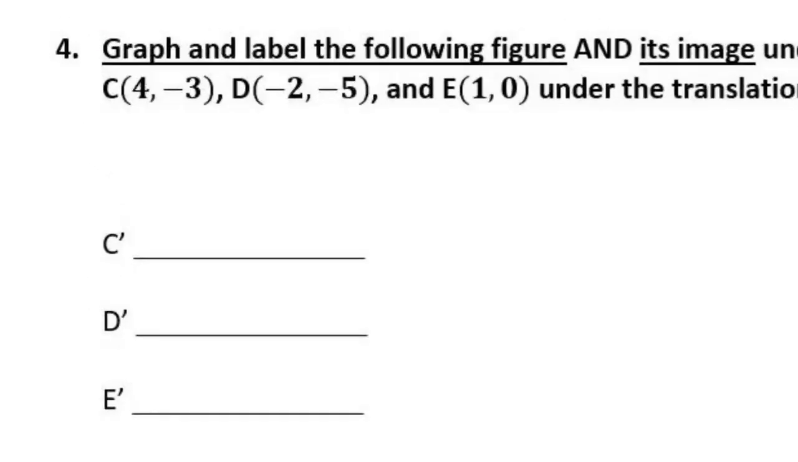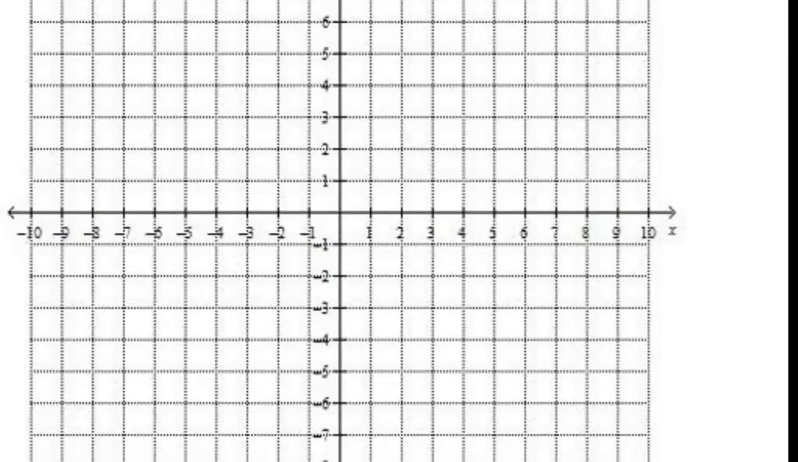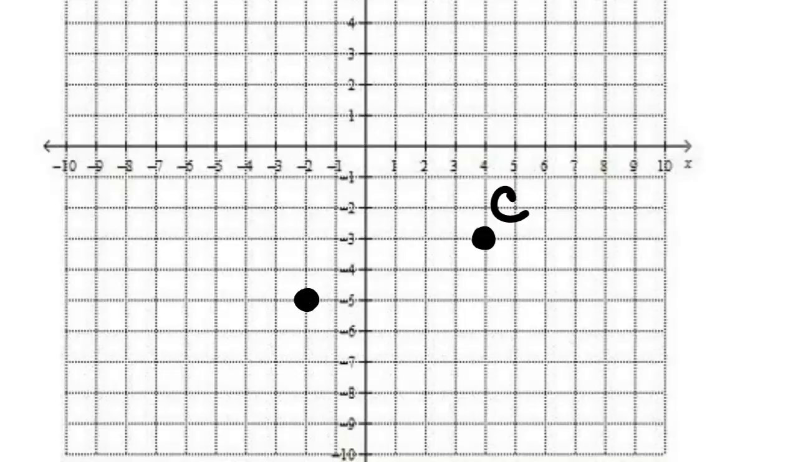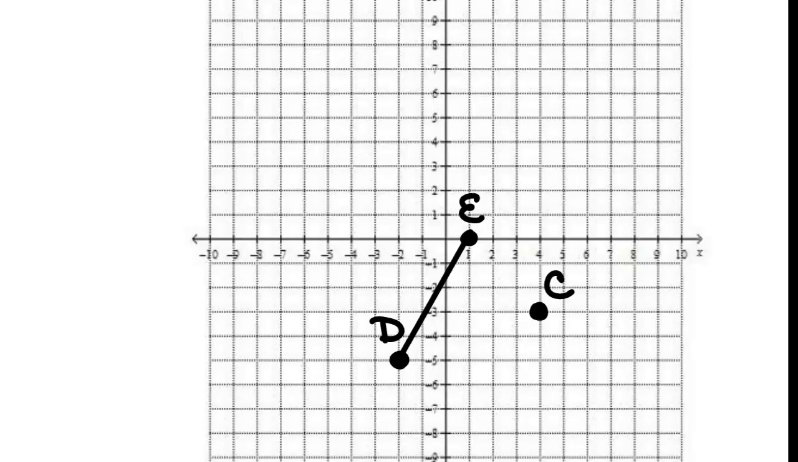Number 4 says graph and label the following figure and its image. Here are the 3 points they give me for the triangle, C, D, and E. So we're going to plot those points first. C is at 4, -3, right here. D is at -2, -5, right down here. And E is at 1, 0, right here. Connect those dots together to make our original triangle.